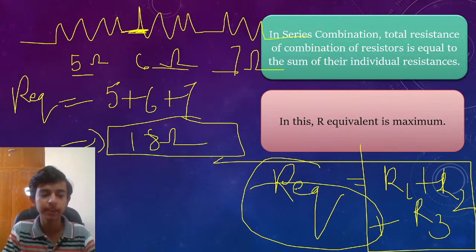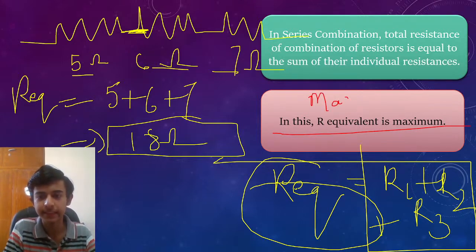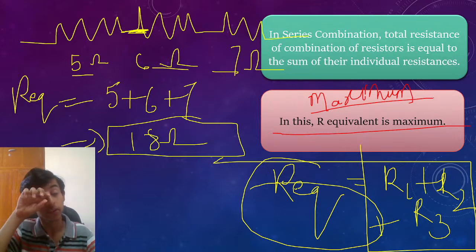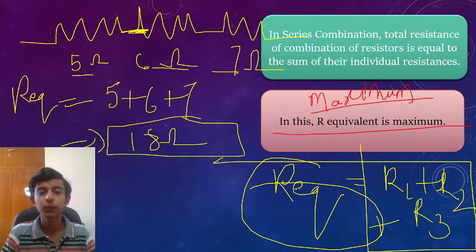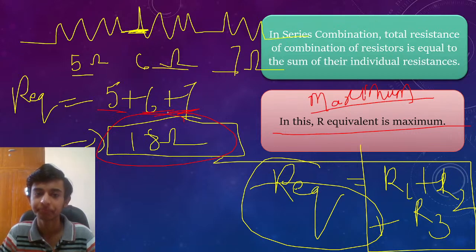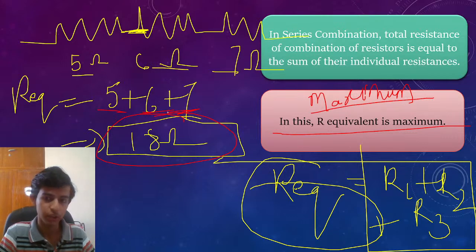And always remember that in series combination, R equivalent is maximum. So if you want maximum resistance in any circuit, then you will connect it in series combination, because the equivalent resistance is going to be your maximum and more than the individual resistances. Here you are able to see 18 ohm is more than 5 ohm, 6 ohm and 7 ohm. So this is something about your series combination.